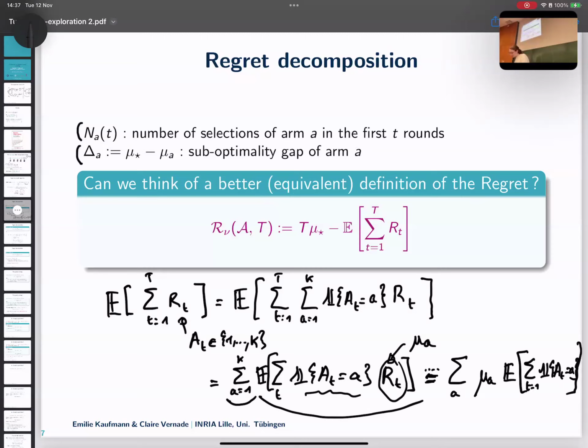Sorry, it's a lot on the board, but the next slide will not be my handwriting, so it will maybe be easier to read. This is the number of selections, N_A(T). It is the sum over T of the times I selected arm A. So here I exactly have the expectation of N_A(T). Does this derivation make sense? I see some nods.